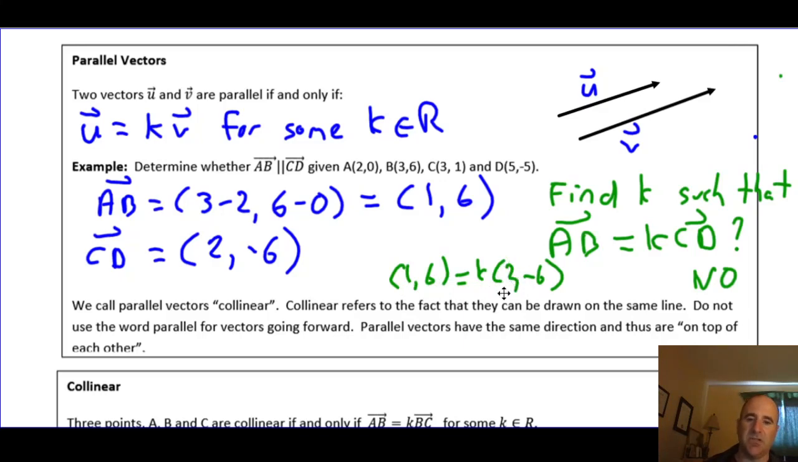I have a +2. If I looked at 1, 2, it would mean that K must be a half. Well, if K is a half, then I would have a +3 here. So there's no way. The answer to this question is no, those vectors are not parallel.